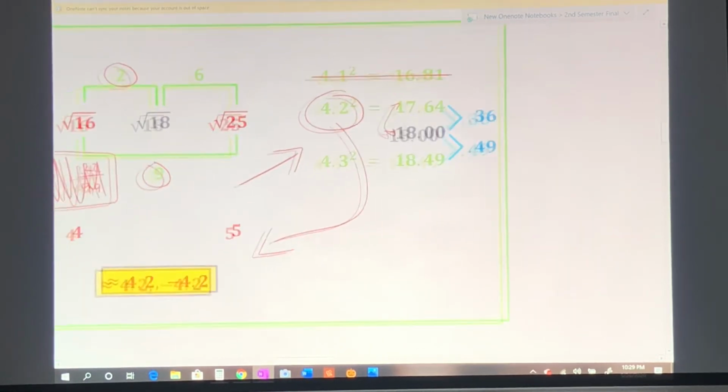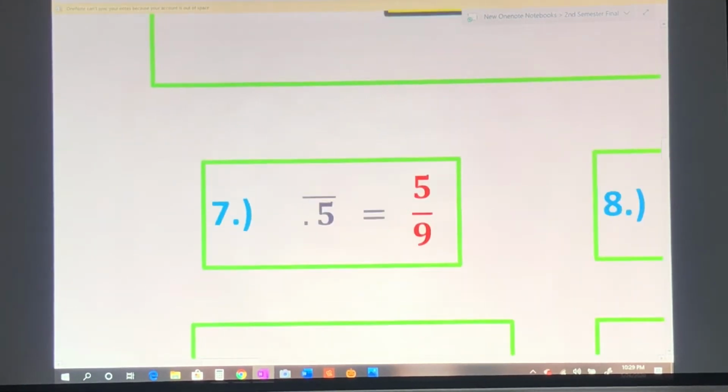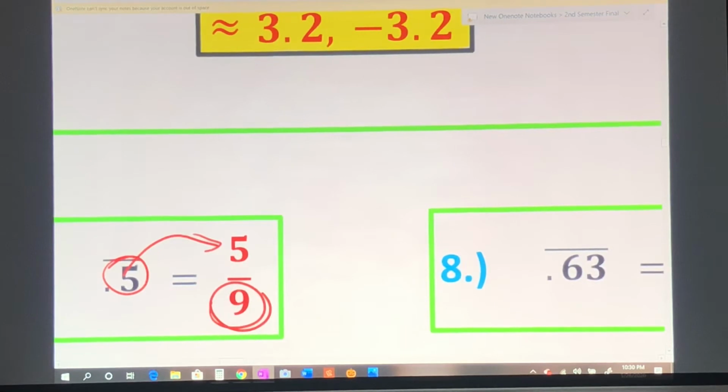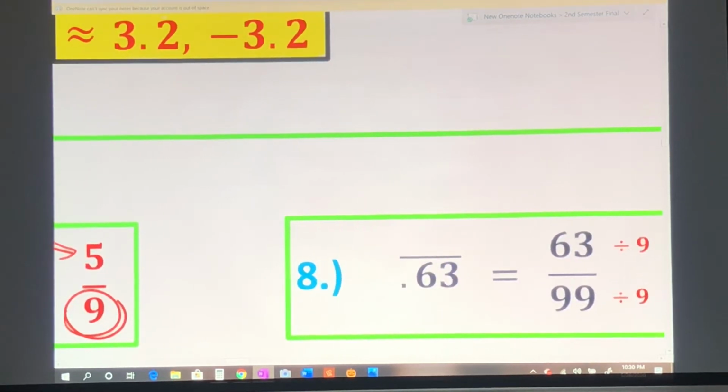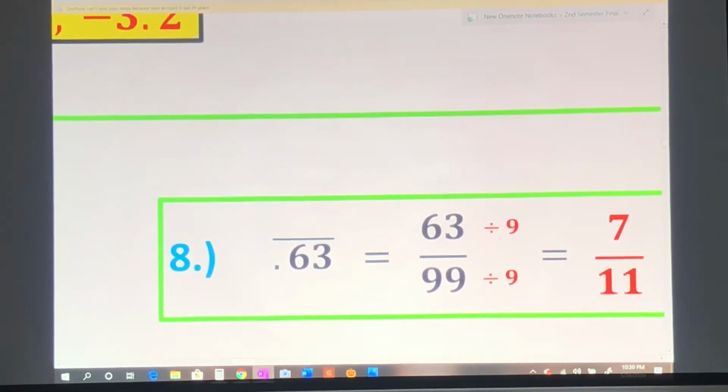Okay, let's see. Number 7. Remember I told you, I'm not going to say his name, but Mr. Heisman's shortcut, he said if you got a repeating decimal, one digit, put that digit right there, 9 on the bottom. And if you can reduce it, reduce it. If there's 2 digits, put 63 over 99, 2 nines. Reduce it if you can, divide them both by 9, you get 7 over 11.